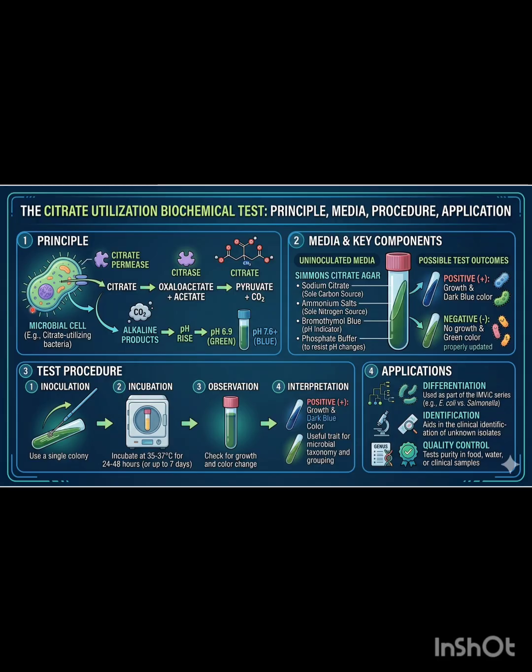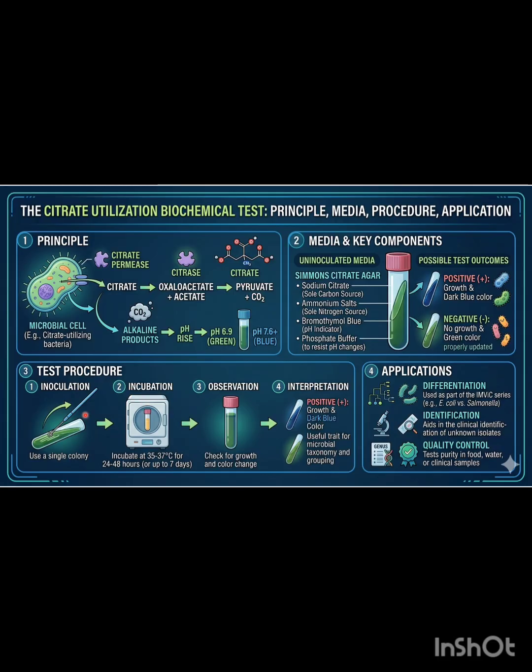So see here, when citrate is utilized, in the presence of citrase enzyme it gives oxaloacetate and acetate. Again, the reaction with the citrate gives you pyruvate and carbon dioxide. This can go on to form alkaline products also. What happens if alkaline products are formed? The pH will be raised. When the pH is raised, the solution turns from green to blue. If it is a positive test, it will form a dark blue color. If it is a negative test, it will remain green.